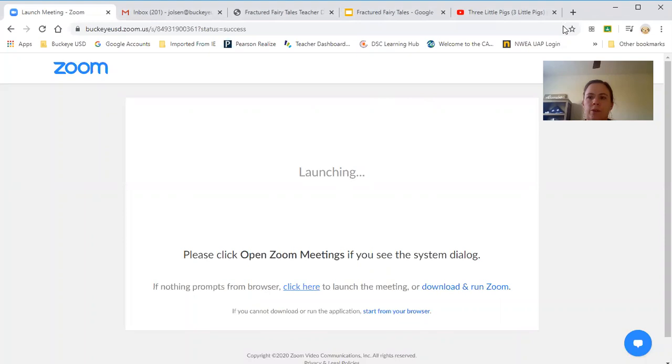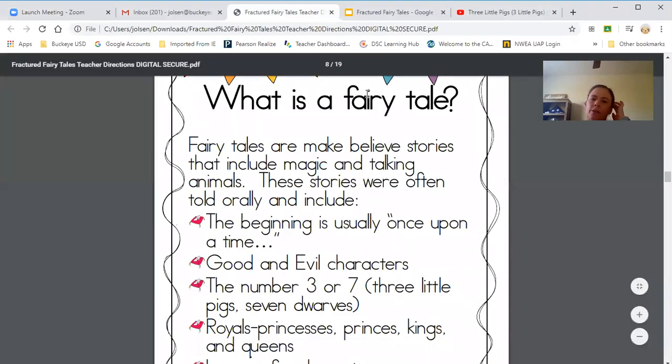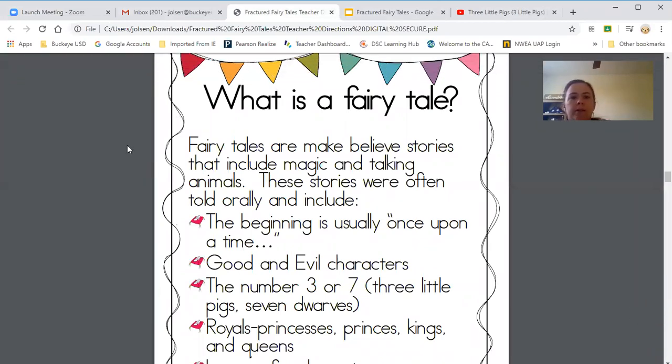So what we're going to do today is learn about fairy tales so that we can start to write our own fairy tales, or we'll be writing fractured fairy tales. Fairy tales are make-believe stories that include magic and talking animals. They don't always have to have that. They're often told orally, and they usually start with once upon a time.